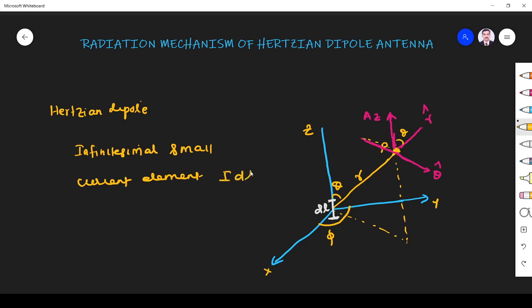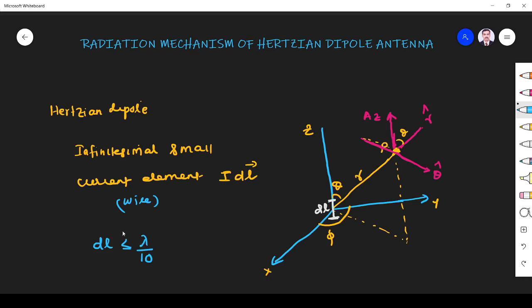Hope you remember this current element. We should have studied it in magnetostatics, right? This current element is the source of magnetic field that you should have studied. The same current element is nothing but, in layman's terms, a small wire that only carries current. So Hertzian dipole is an infinitesimally small current carrying element, denoted by IDL, where DL must be less than or equal to lambda by 10. So the length should be very small.